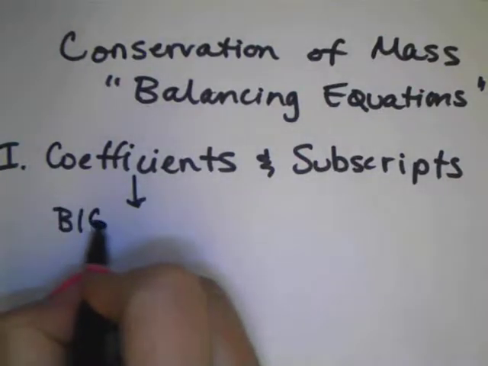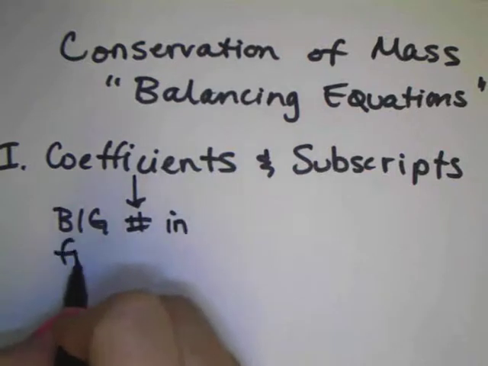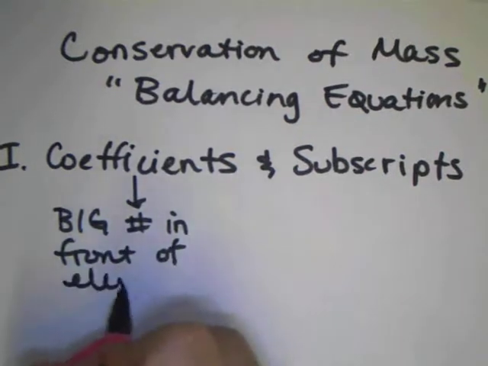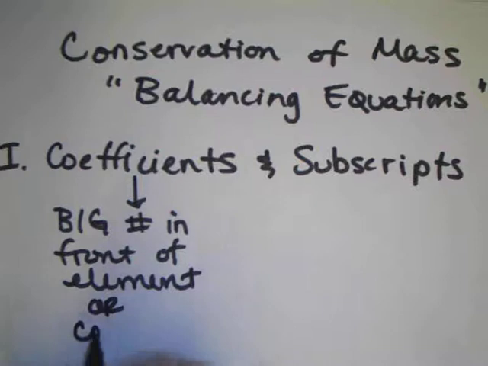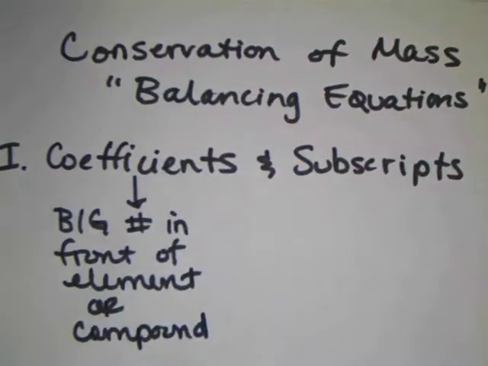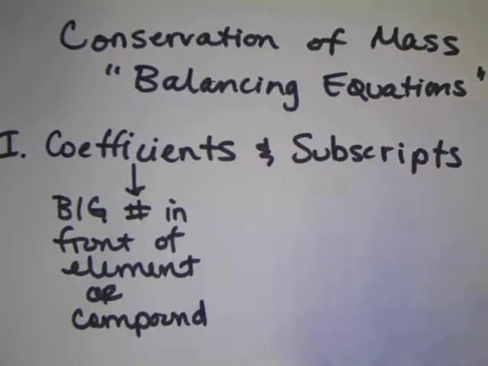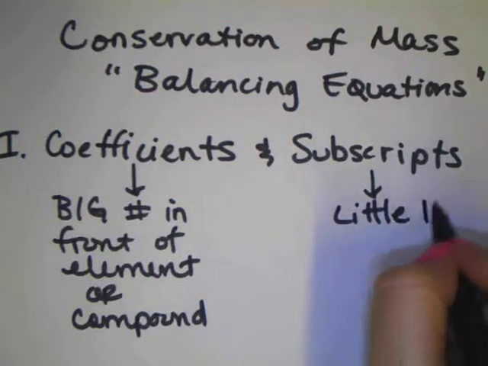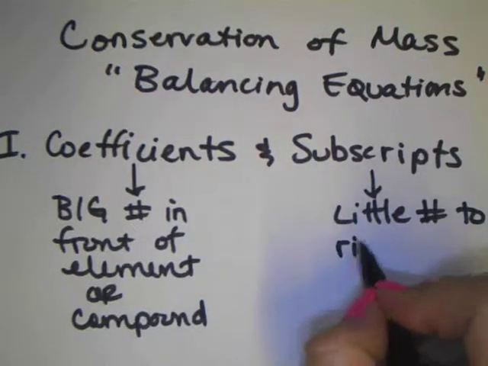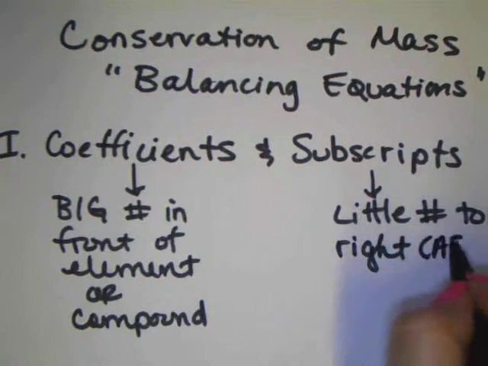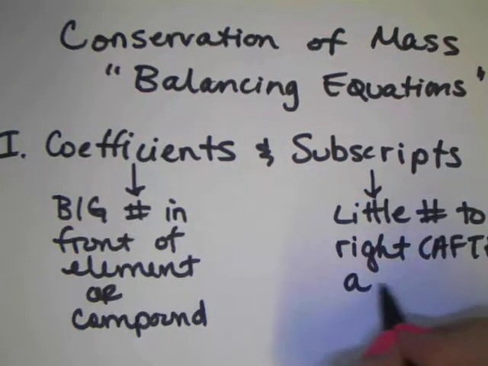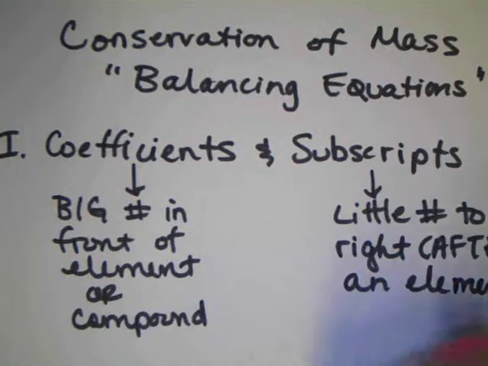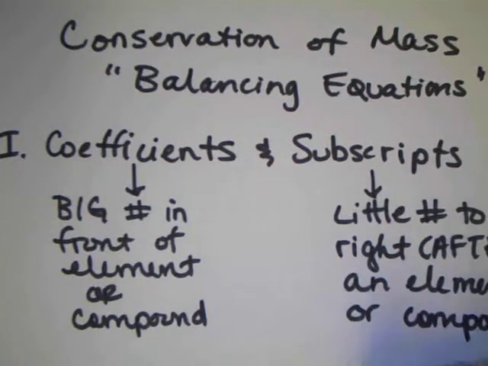So a coefficient is a big number that is in front of an element or a compound. We will write down a couple of examples of coefficients right now in just a second. For right now, it'd probably be a good idea, if this is new, to go ahead and make yourself a note of that. Subscripts are little numbers to the right, which is after an element or compound. Both of these numbers are used to tell us how many of an element or compound that I have.